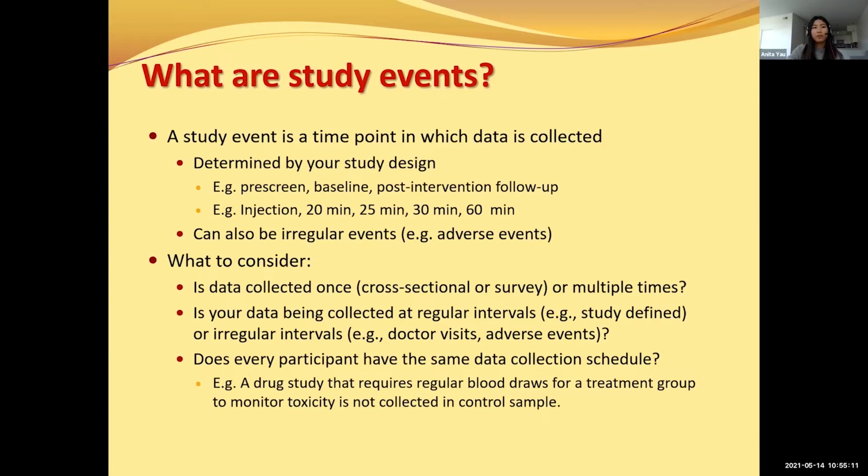So maybe we have a study design that requires regular blood draws for a treatment group, but that isn't collected in our control group. And so this is handy because maybe we have demographic data that we want to collect at baseline and maybe a first survey and blood work, but in our follow-up surveys, maybe we want to do those at 6-month intervals and maybe a final blood draw at 2 years. Then in that case, we could define events as baseline, 6, 12, 18, and 24 months.